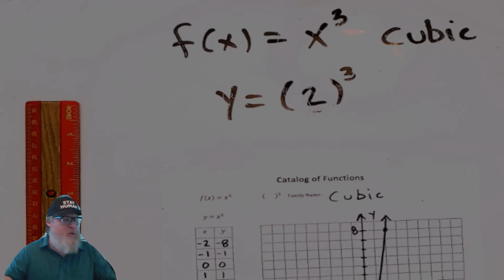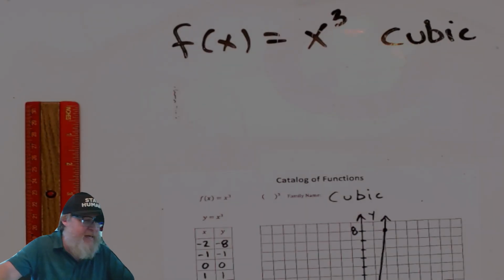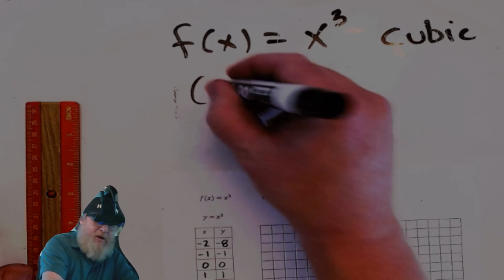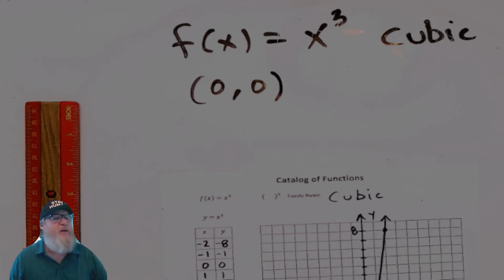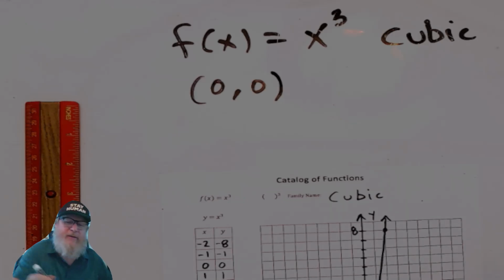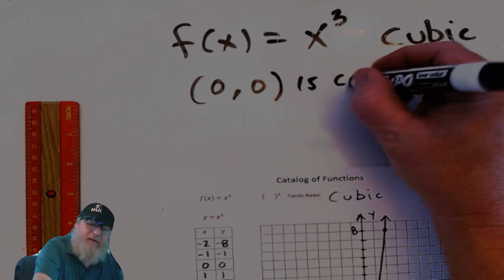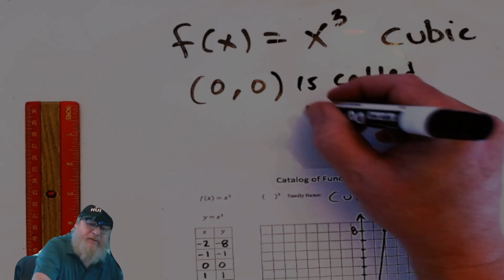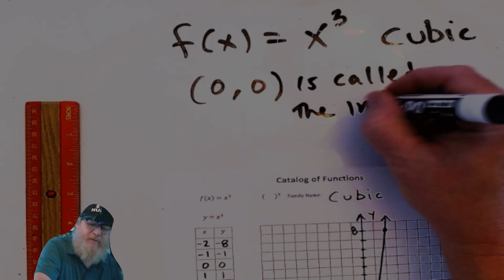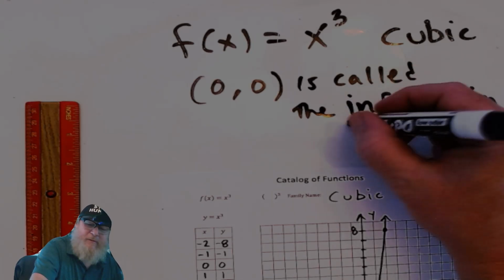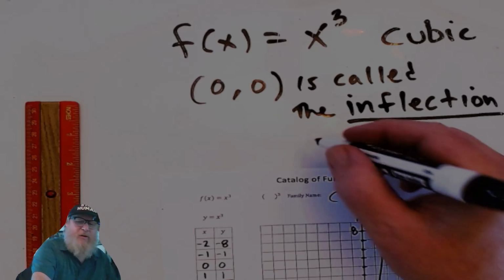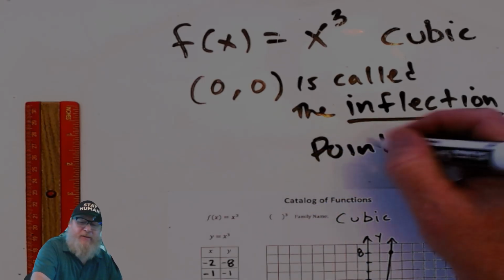And then I'm going to teach you a new word for the cubic. We don't call 0, 0 the vertex. No, we don't call it the vertex. We don't call it the terminal point. We call it the inflection point. It's called the inflection point.